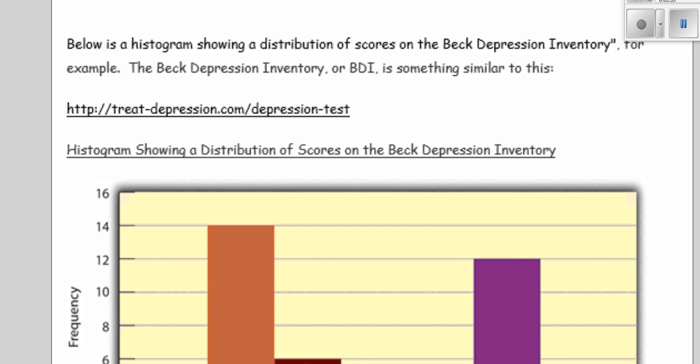This one's more just like interpreting a histogram. So again, I'm trying to kind of combine it a little bit with psychology. I might zoom out a bit.